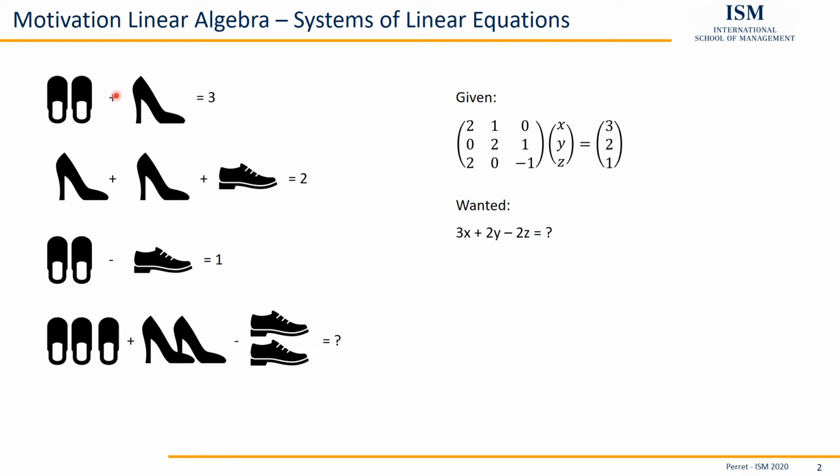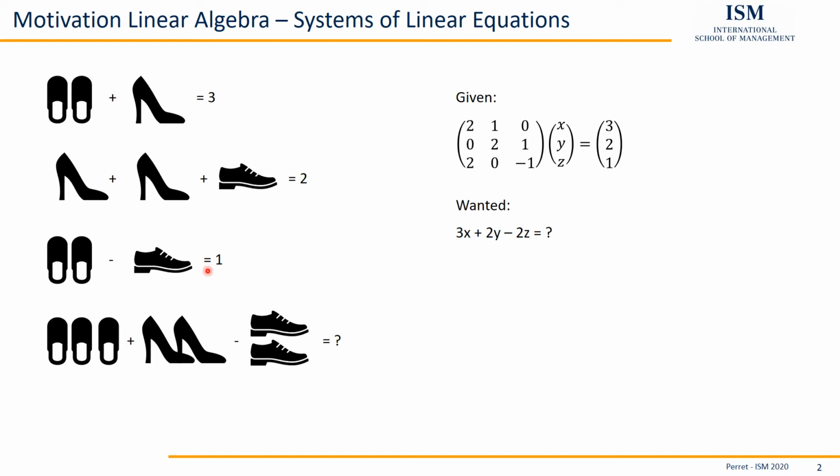Here I just added the plus, minus, or equal to part, but it could also be you just see, like in the first row, two of these slippers, one women's shoe, and you see a number 3. Then you see two women's shoes, one man's shoe, and you see a number of 2. Two slippers. Well, this is a bit more problematic because here I have a minus. But still, it could be something like this.